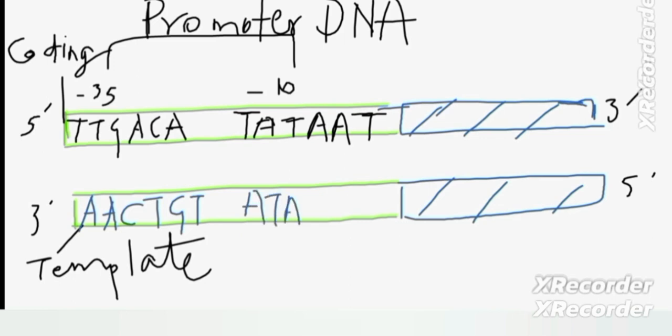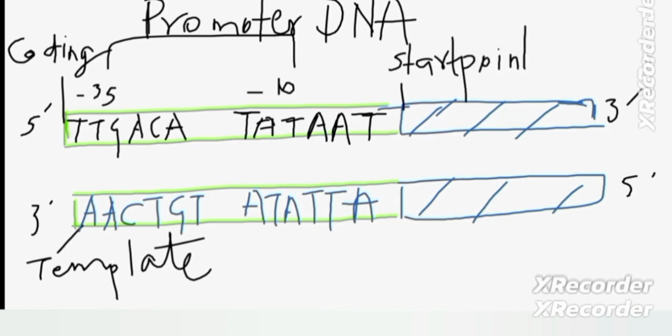So one strand is coding and the other is template. The template strand is the strand from where RNA will be synthesized. So this is the starting point of transcription, from where transcription will start. RNA always forms in 5' to 3' direction.